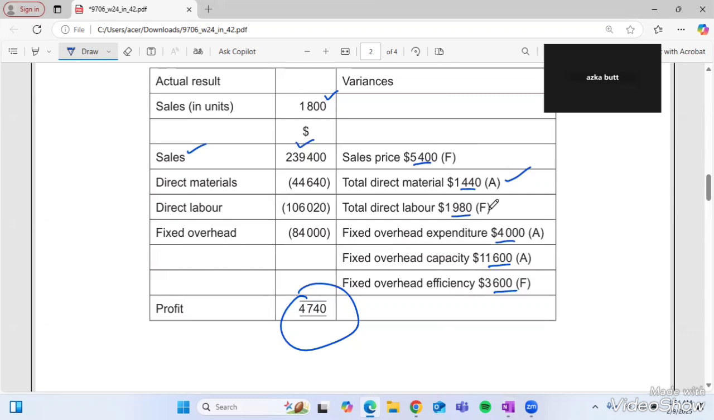The favorable variance for direct labor shows us that we spent less on labor. And again, the adverse fixed overhead expenditure shows us that it spent more than budgeted. Fixed overhead capacity is adverse. It means that the lower production resulted in the higher per unit cost, and there's a favorable fixed overhead efficiency. It means that labor efficiency saved some overheads.